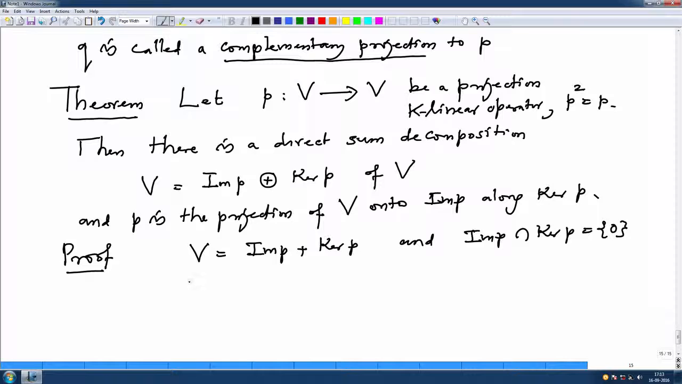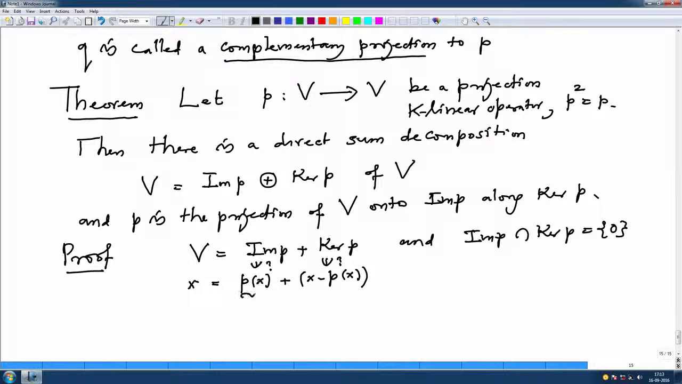So, start with any vector x. I want somebody in image P, so obviously I will take Px, and I want somebody in the kernel, so plus x minus Px. Now, we need to check that this is in image P, and also we need to check this is in kernel P. That will give us a sum, and we will worry about the next part.